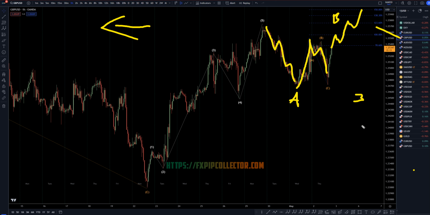We know what our extension levels are for a wave 3. We know what our extension levels are for a wave C. So we should just enjoy this nice long opportunity and learn and earn at the same time, because most of us did get in these trades at the bottom and they are going very, very good.